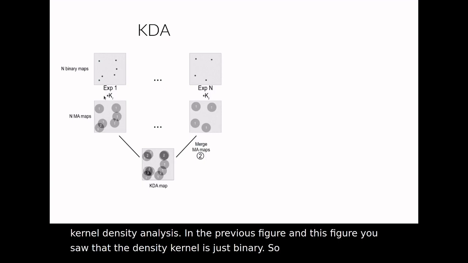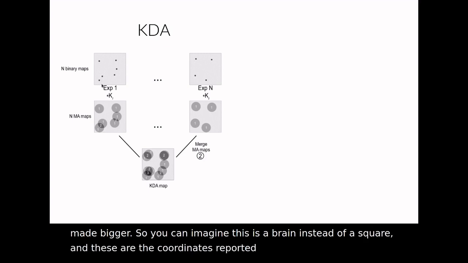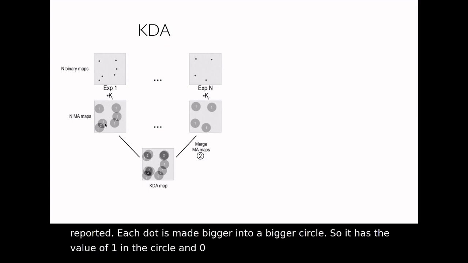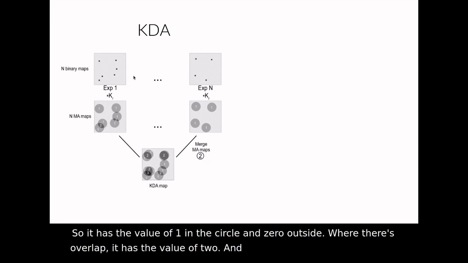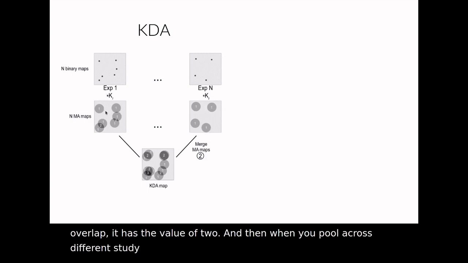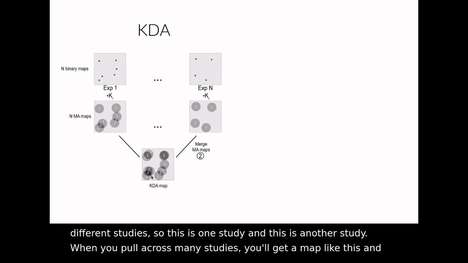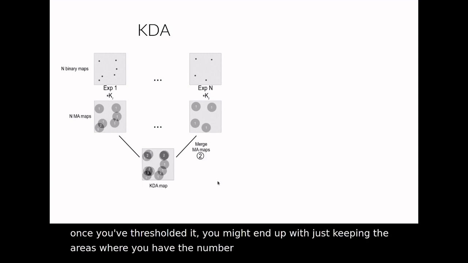So each dot is basically made bigger. So you can imagine this is a brain instead of a square. And these are the coordinates reported. Each dot is made bigger into a bigger circle. So it has the value of 1 in the circle and 0 outside. Where there's overlap, it has the value of 2. And then when you pool across different studies, so this is one study and this is another study, when you pool across many studies, you'll get a map like this. And once you've thresholded it, you might end up with just keeping the areas where you have the number 3 or the number 2, etc.